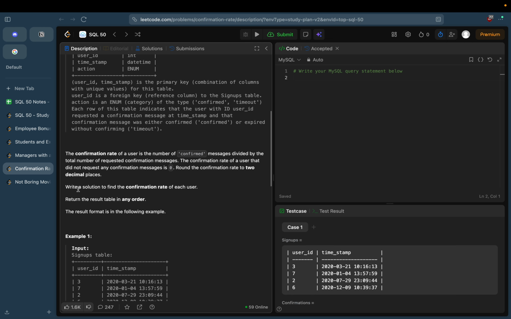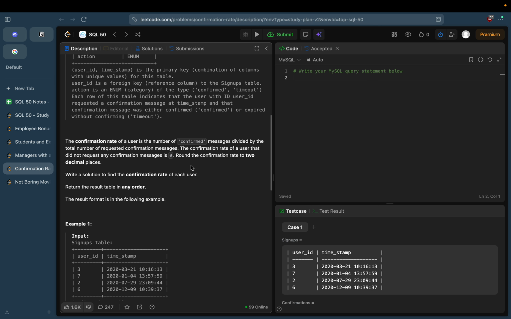This is information line. Then we have returned the result in any order, that's fine. All right, okay, so before jumping into writing the code, this is something that I want to share that will help us solve this problem.